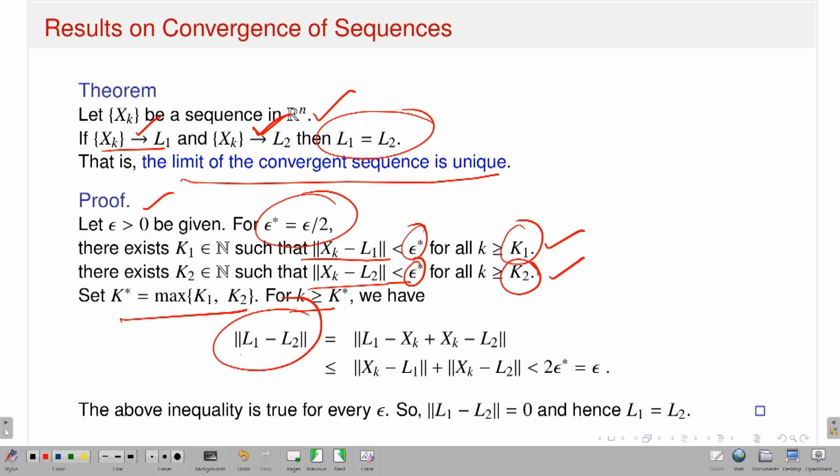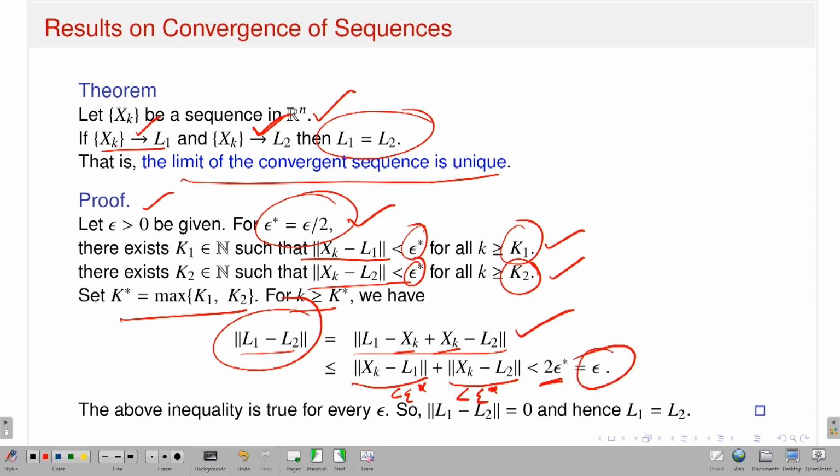So this is the norm of L1 minus L2, which is just an addition and subtraction of xk minus xk plus xk. So this is the equality. Then I will use the triangle inequality. That means this norm is dominated by the norm of xk minus L1 plus the norm of xk minus L2, and since k is greater or equal to k star, this is less than epsilon by 2, this is less than epsilon by 2, so this is 2 epsilon star, and because of the adjustment I have this epsilon.